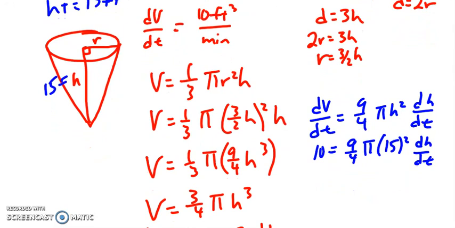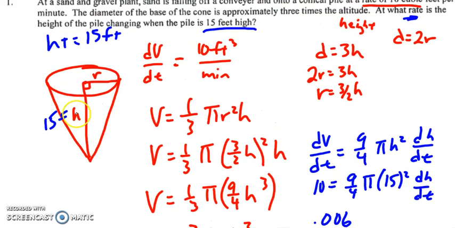And now, if I go ahead and solve this, plug that in your calculator. All you're going to do is multiply this all together, then take 10 divided by that. You should actually get 0.006. And how is that measured? Well, this height is in feet, and our time is in minutes.